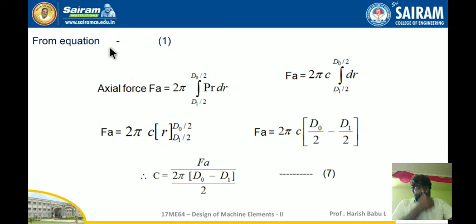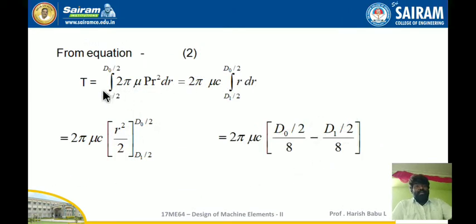By taking the equation, axial force FA equals integration from di to d naught of 2 pi P r dr. Substituting, I get FA, the axial force, equals 2 pi C (d naught by 2 minus di by 2). If I substitute that, I get pi C (d naught minus di). C is nothing but P into r, so C as a constant equals FA by 2 pi (d naught minus di).